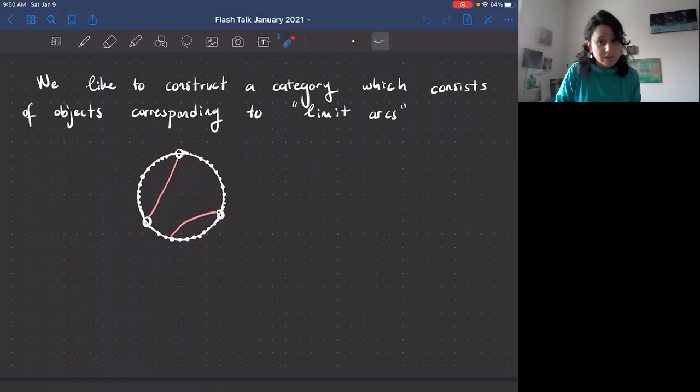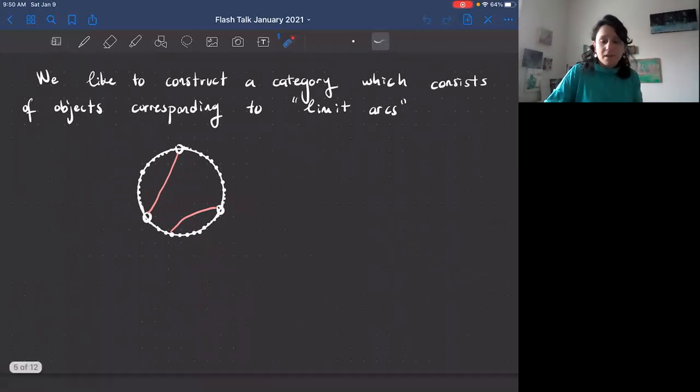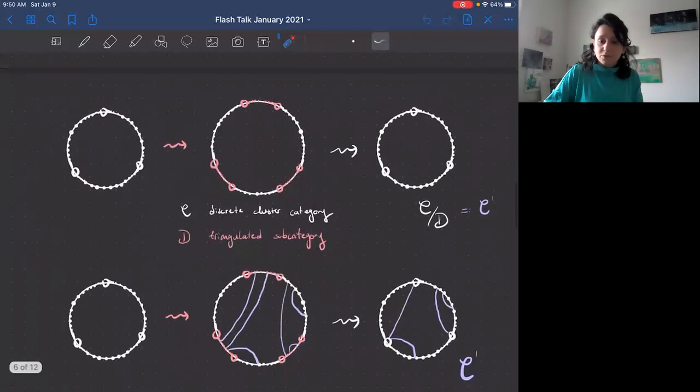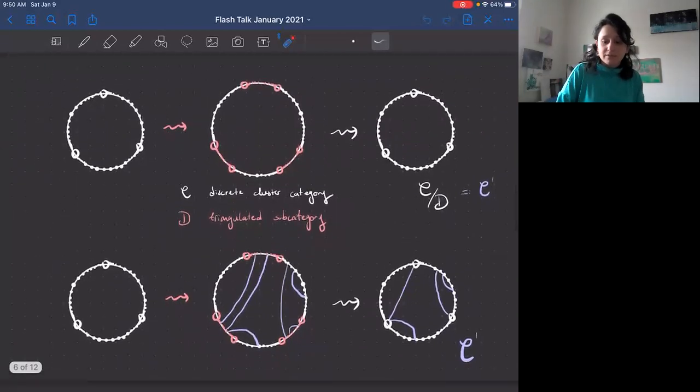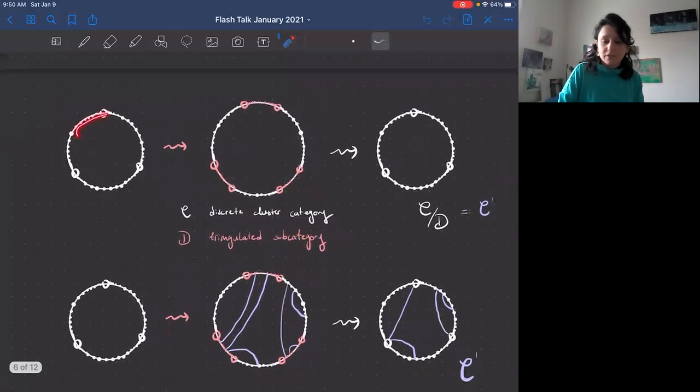What type of category can we create which will have objects that correspond to this type of arcs? The main idea that started this project is this: we started with a surface with infinitely many marked points and finitely many accumulation points. We doubled each accumulation point, and between them we put a line of integers, namely infinitely many Z-many marked points, which accumulate to these accumulation points on both sides.